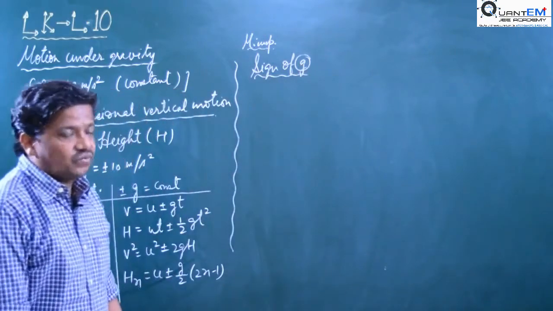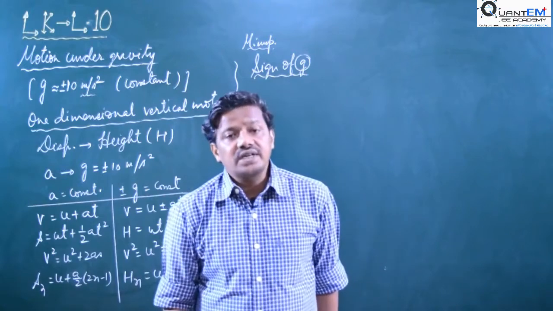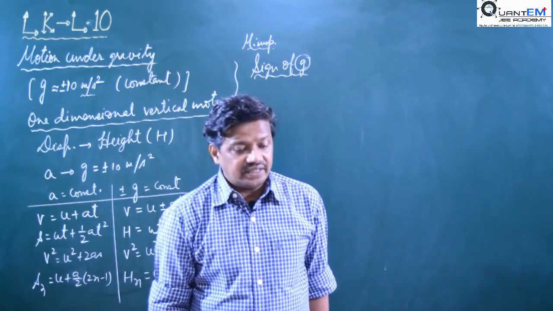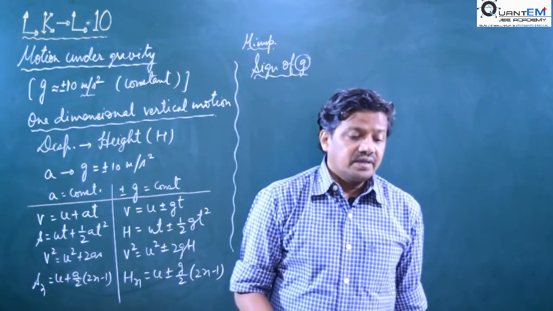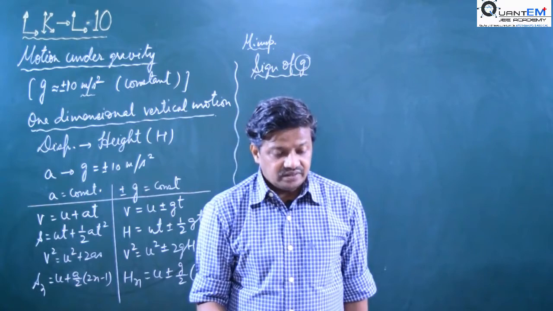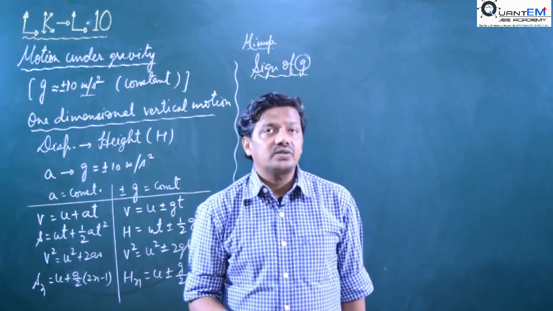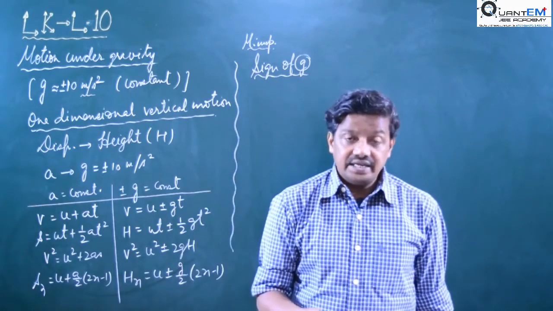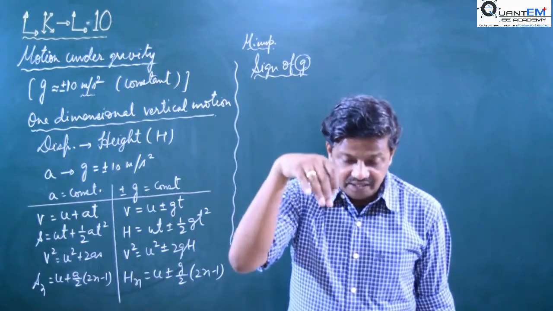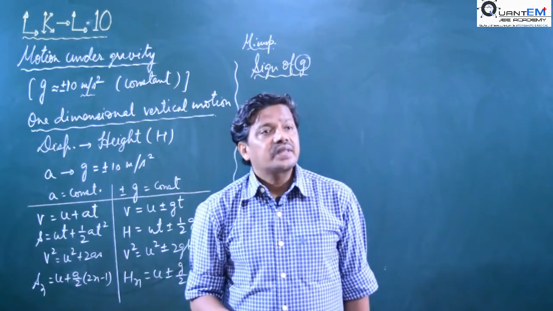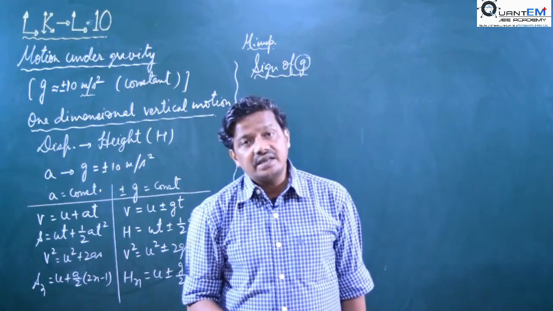Now we come to the sign of g. You take motion under gravity to be positive and against gravity to be negative. But see, if you drop a particle in the downward direction, if a particle is thrown in the upward direction or any direction, then acceleration due to gravity is always in the downward direction. So never change the sign of acceleration due to gravity in the kinematical result.